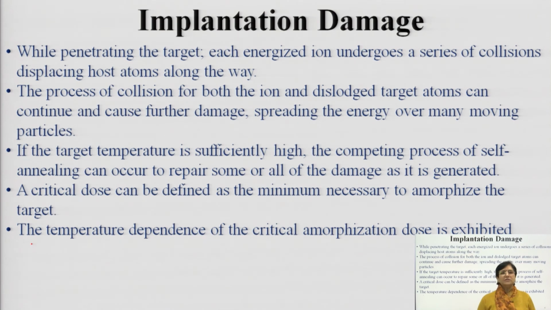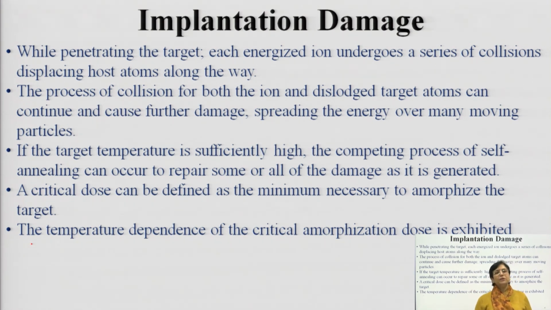If the target temperature is sufficiently high, then the competing process of self-annealing can happen and repair automatically, whether the surface or the bulk itself is at elevated temperature. As you have seen in the first lecture itself, annealing is basically heating and slow cooling. So, these displaced ions will automatically get settled down, and whatever damage or displacement of the particles has happened because of the collision will get nullified, but it is not always the case.